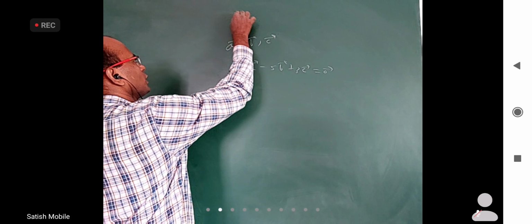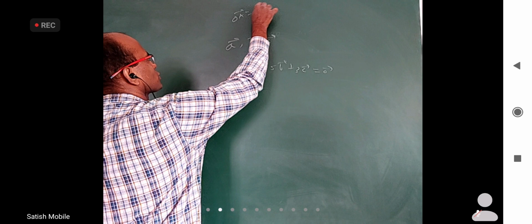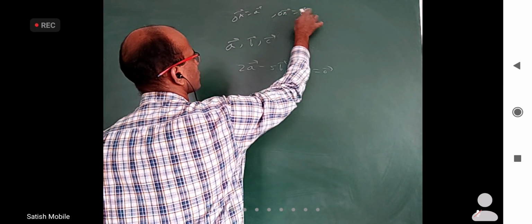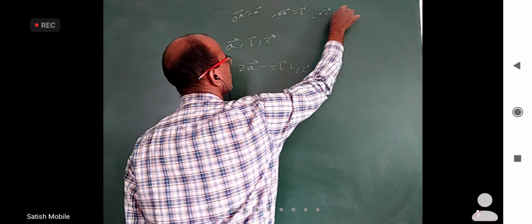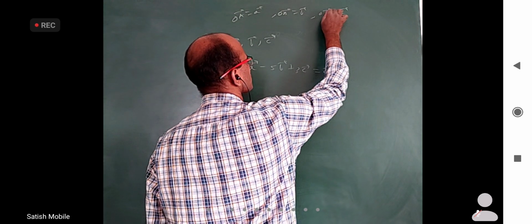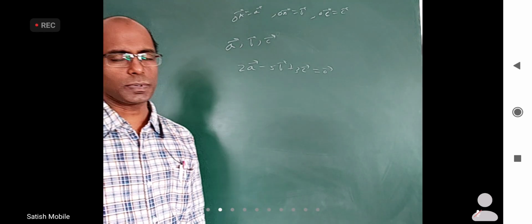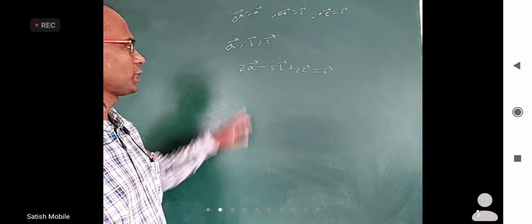Okay, OA bar is A bar. That's why position vector of A is A bar. OB bar is B bar. Position vector of B is B bar. OC bar is C bar. Position vector of C is C bar. Can I say point capital A, point capital B, point capital C are collinear based on this?